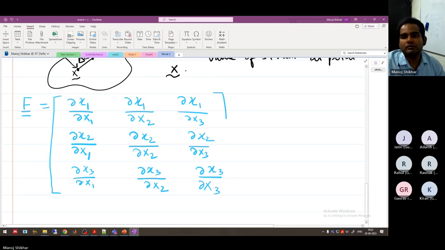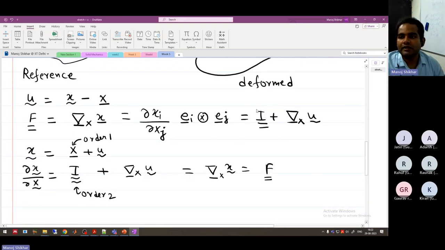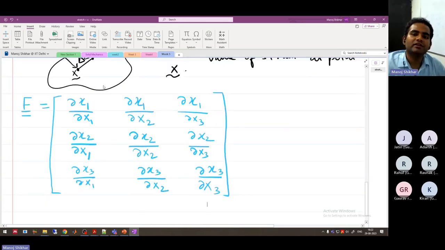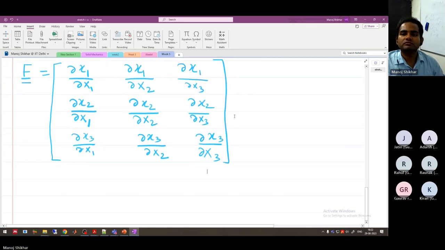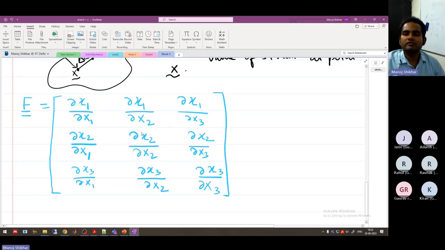The same thing can be extended for any other gradient. Suppose I want to write the displacement gradient, it will be written similarly. Instead of small x, here it will be u. The form will look similar. So it will be the identity matrix I plus the matrix form of small u. So for x1, you will write del u1, del u2, and so on.